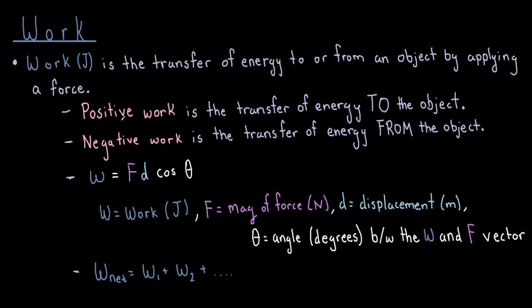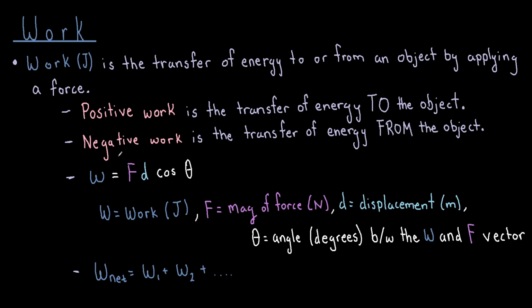Positive work is the transfer of energy to the object, and negative work is the transfer of energy from the object. In other words, positive work means the system is receiving energy from its surroundings, and negative work means the system is giving energy to its surroundings.